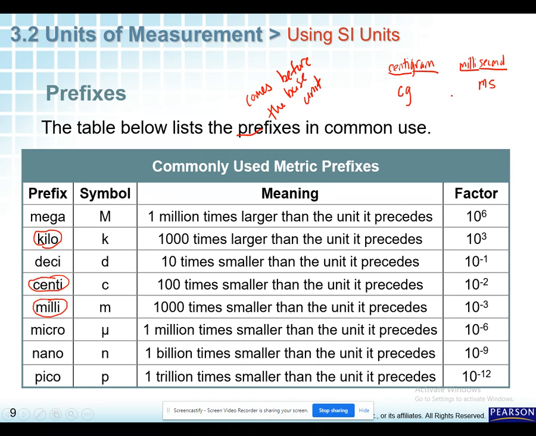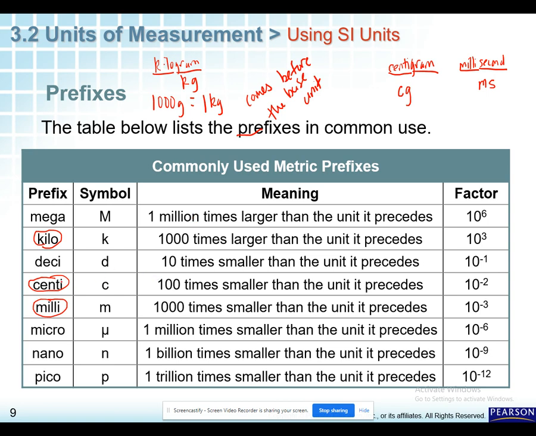Often people actually get confused with these conversions, so I want to make sure that you actually know it. So what does kilo actually mean? Well, kilo means it's 1,000 times larger than the unit it precedes. So it's 10 to the third. That means it takes 1,000 of those base units to make up a kilo. So for a kilogram, my base unit is gram, my prefix is kilo. It means it takes 1,000 of my base units, grams, to equal 1 kilogram.